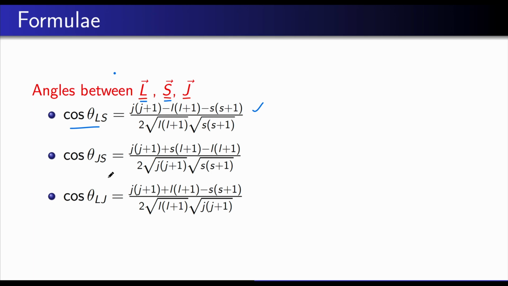Similarly, you can get the angle between the J vector and the S vector, and this is the expression. And similarly we can get the angle between the L vector and the J vector. For this, cos theta LJ is given by this expression. We are going to use this expression later on.